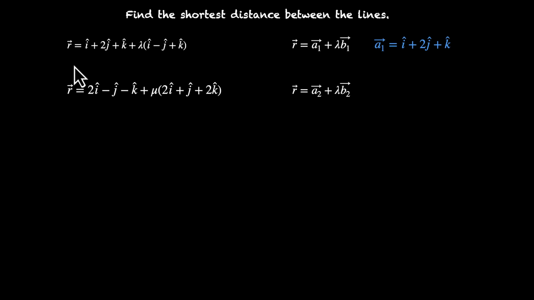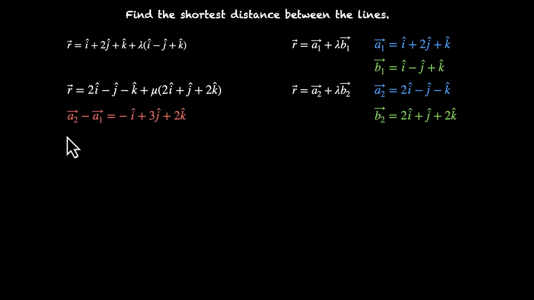So a1 vector is i cap plus 2j cap plus k cap. a2 vector is 2i cap minus j cap minus k cap. b1 vector is i cap minus j cap plus k cap. And b2 vector is 2i cap plus j cap plus 2k cap. Alright, let's find the difference between a1 and a2. So a2 minus a1, that's equal to minus i cap plus 3j cap plus 2k cap.